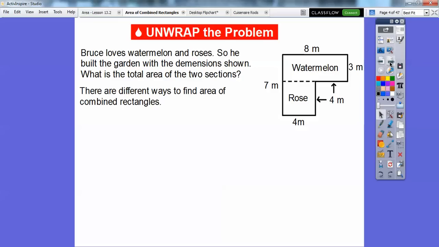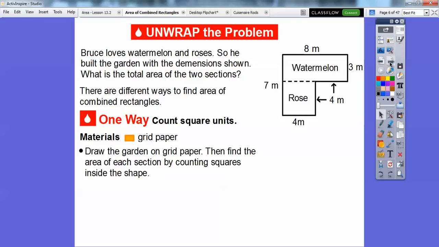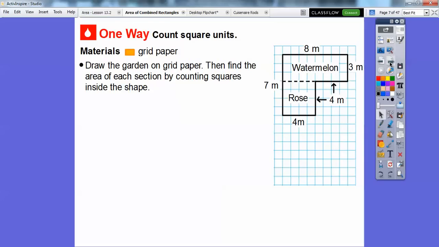Okay, there are several ways we can do this. Let's do one using grid paper. We can just count the square units on grid paper. So we'll draw this garden on grid paper and then find the area of each section just by counting all the little squares inside the shape. Okay, so it's drawn on grid paper now.